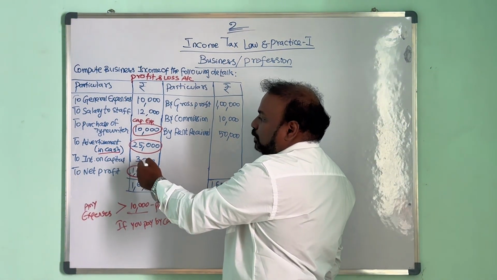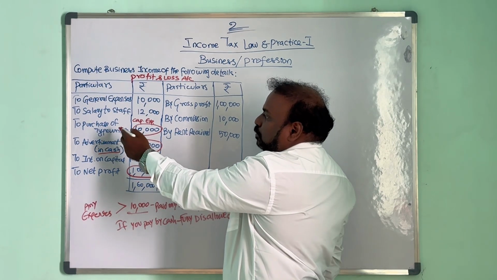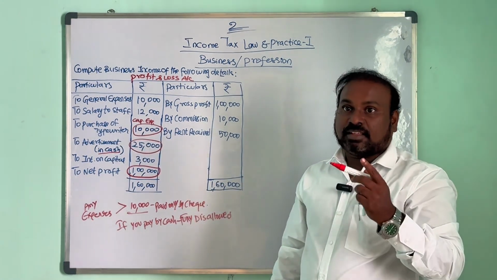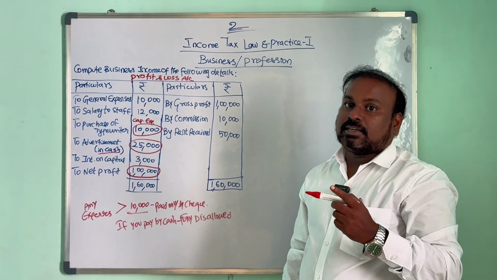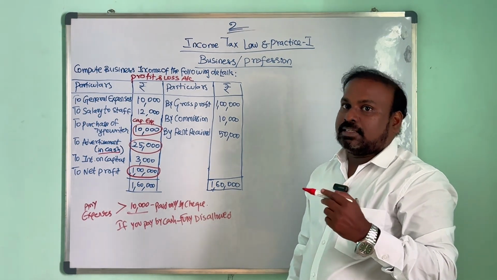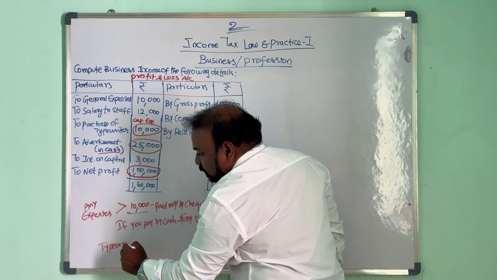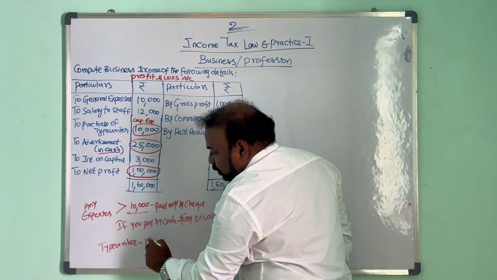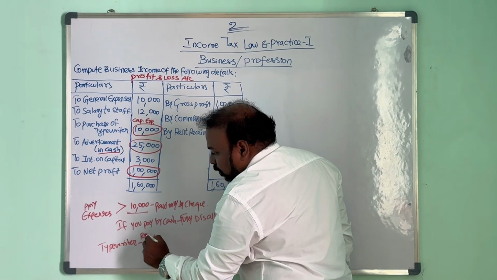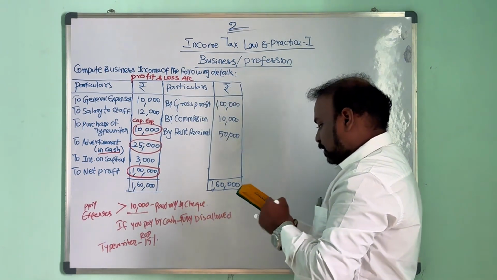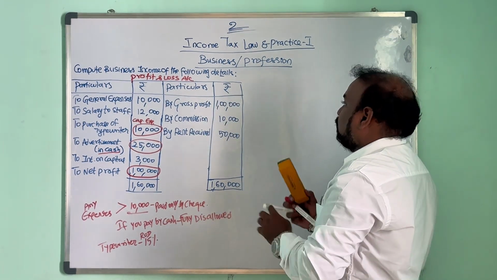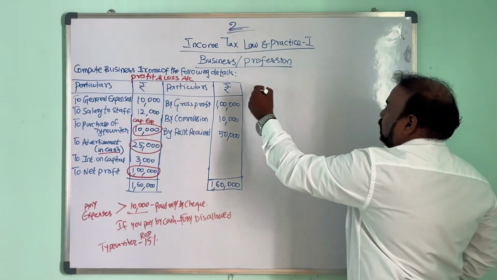Then interest on capital is a personal expenditure. Also remember that purchase of typewriter is an asset, and for the asset you can claim depreciation as per the Income Tax Act. For typewriter, the rate of depreciation is 15%. With this information, we go for the solution.